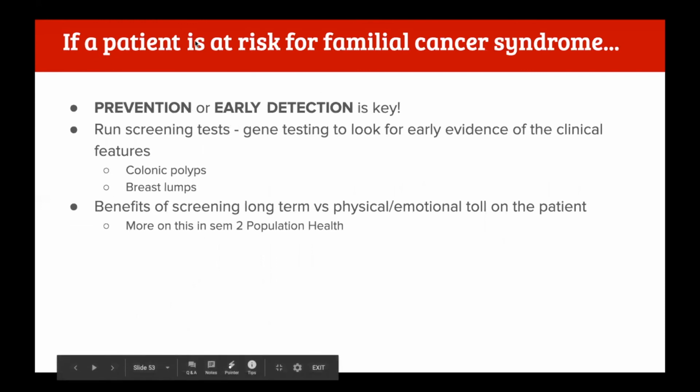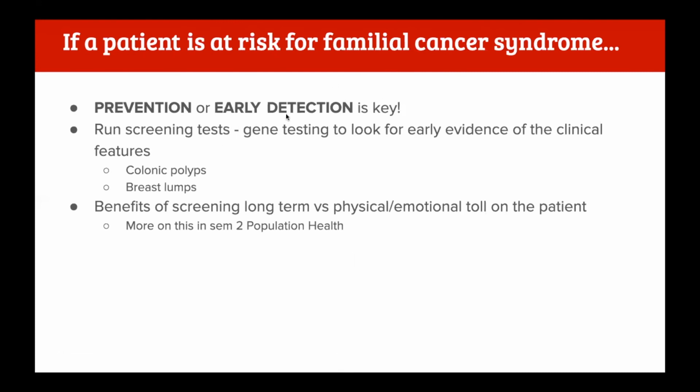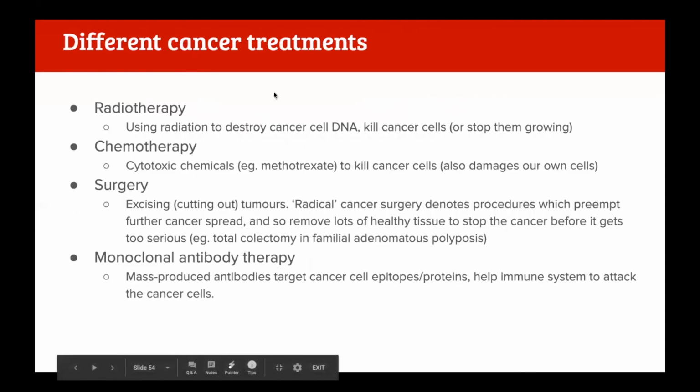Now, if you know that a patient is at risk for familial cancer syndrome, prevention or early detection is key. So you run screening tests and gene testing to look for early evidence of the clinical features, things like colonic polyps or breast lumps. But you'll also need to weigh the benefits of screening long-term versus the physical or emotional toll on the patient. You'll get more about this in semester 2 when you learn about population health.